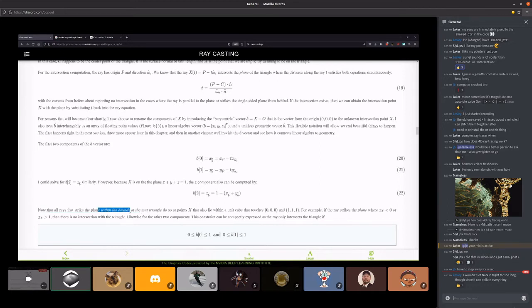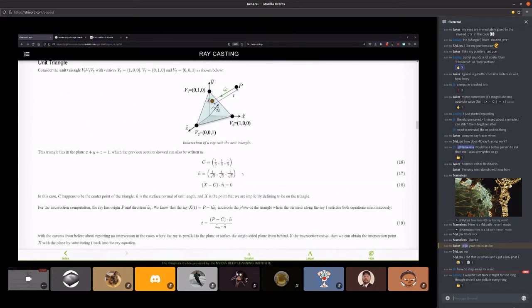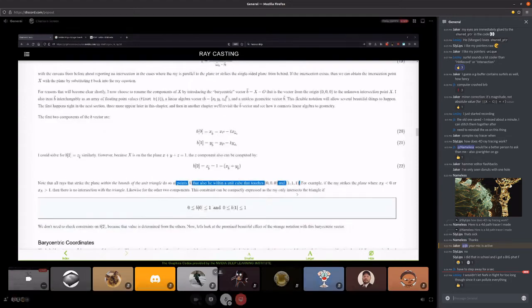So all the rays strike within the bounds of the inner triangle, points x that also lie within a unit cube. Right. So this is saying we can extend out a unit cube from the origin 0, 0, 0 to the point 1, 1, 1, and all of our intersection points would lie within that cube. If the ray strikes the plane, there's not going to be any intersection with the triangle outside of 0 and 1.